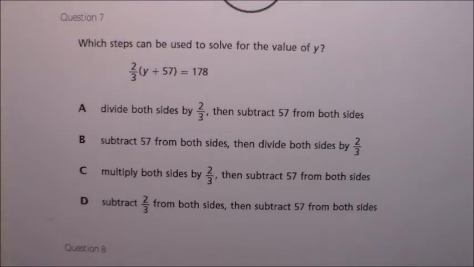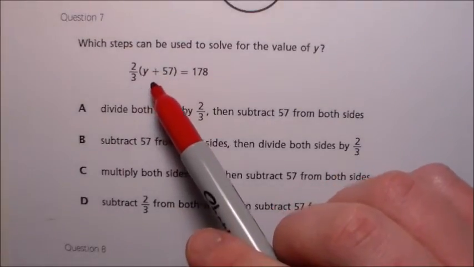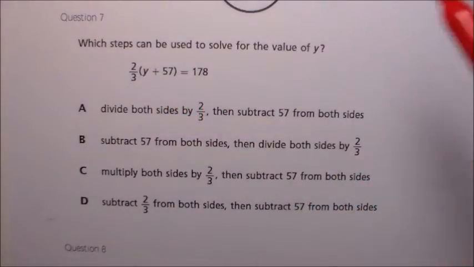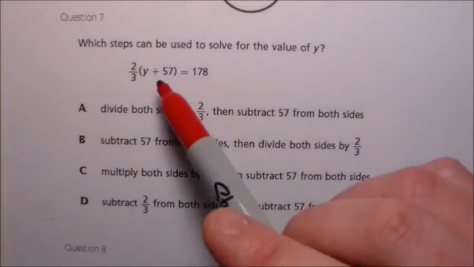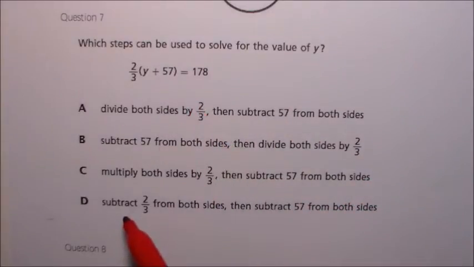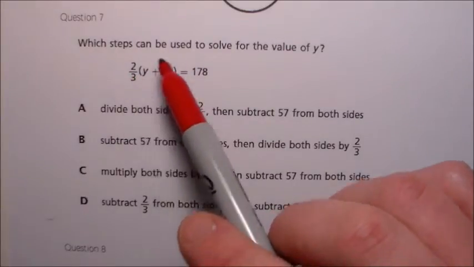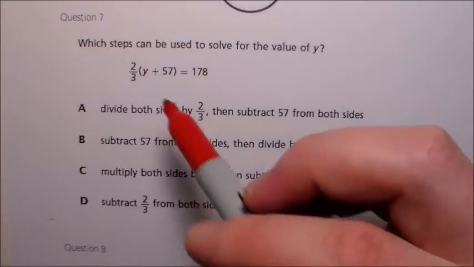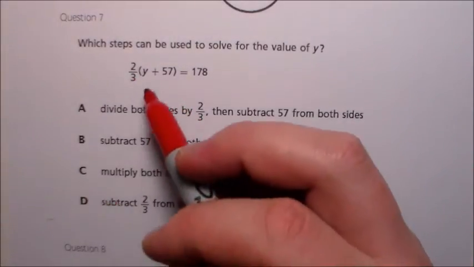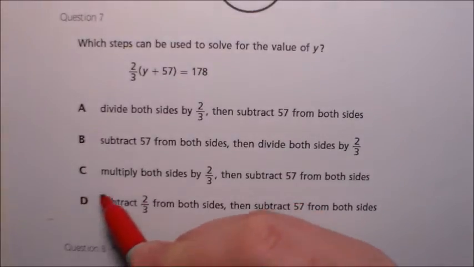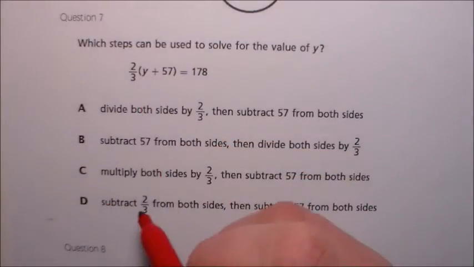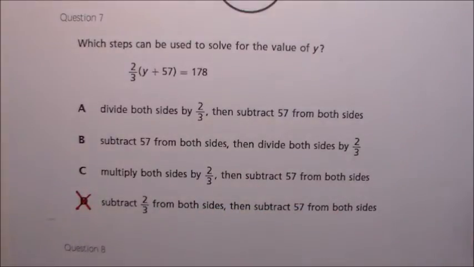Okay, on to question 7. Which steps can be used to solve for the value of y? 2/3 times, parentheses, y plus 57 equals 178. Well, what are we going to do here? Let's go from the bottom up. D, subtract 2/3 from both sides. No, we're not subtracting 2/3 because this is 2/3 times all this. It's multiplication, not addition. So the inverse of multiplication is division, not subtraction.